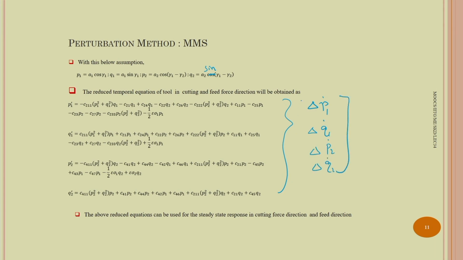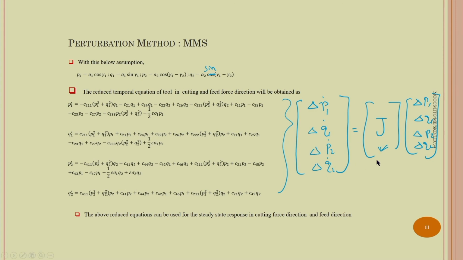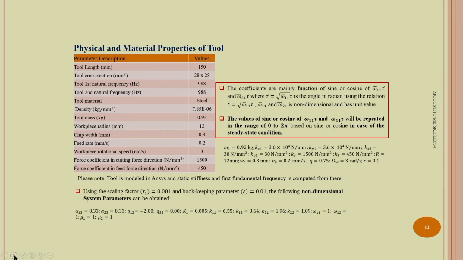So, this can be written equal to this Jacobian matrix multiplied by delta P1, delta Q1, delta P2, delta Q2, and this is the Jacobian matrix. Now, by finding the eigenvalues of the Jacobian matrix, we can find whether the system is stable or not. As we are interested in the trivial state stability region or in finding the instability region, we can find the system parameters for which the system becomes stable or unstable.